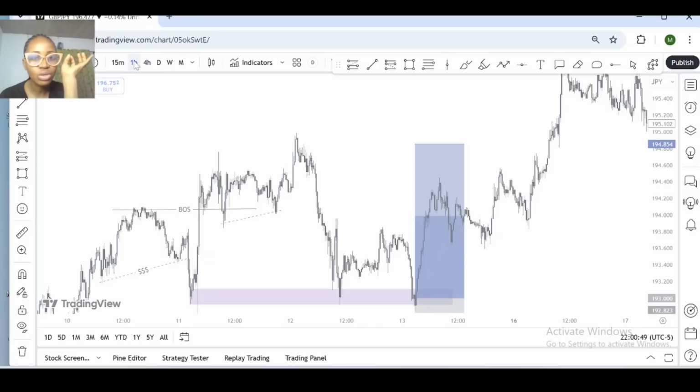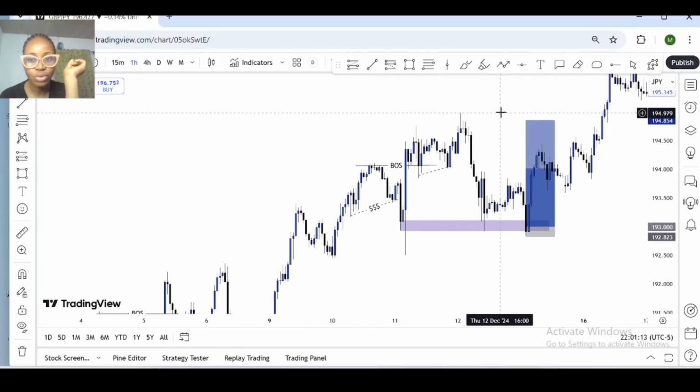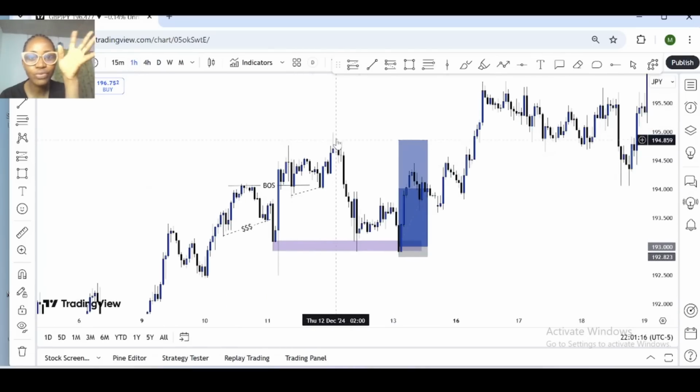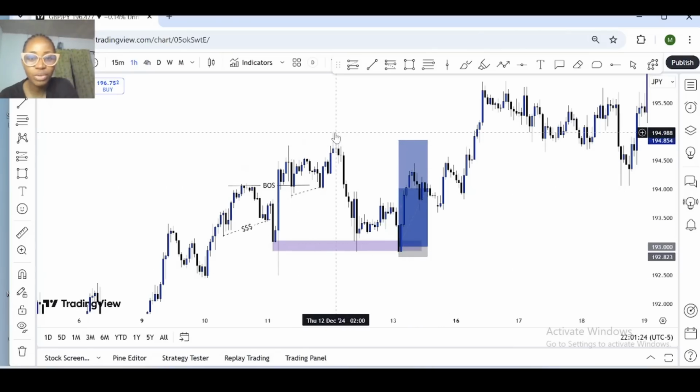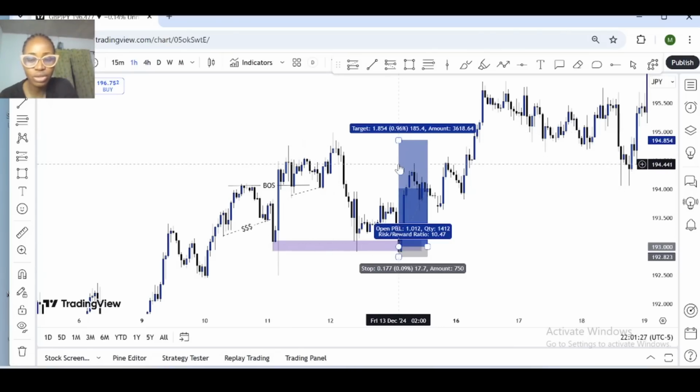I like pointing out what I really want to see on H1. Let's go to H1. So on M15, we're seeing a lot of noise, but now you can see this one clearly, right? So this point now will be my next point of interest. Let me take this out.